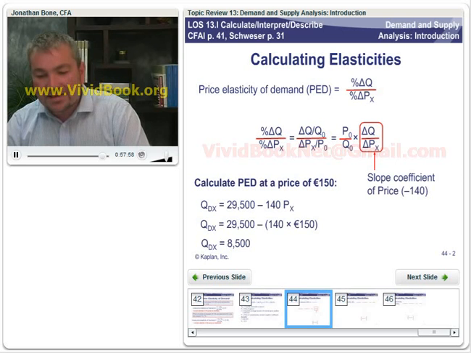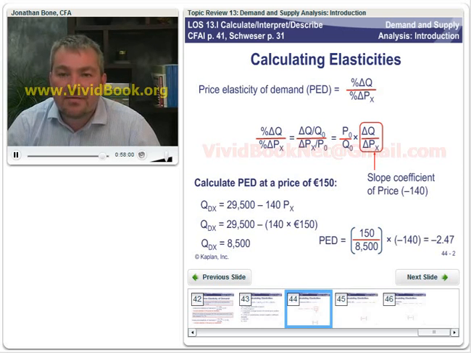So our elasticity of demand is P0 over Q0, so 150 over 8,500, times the slope coefficient of minus 140. We've got a negative price elasticity of demand of 2.47. Negative? Surprising? No, of course, quantity and price move inversely. An elasticity of 2.47. So we're saying if price changes, quantity demanded changes by a much bigger proportion.